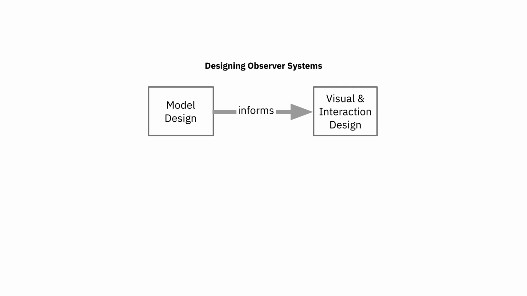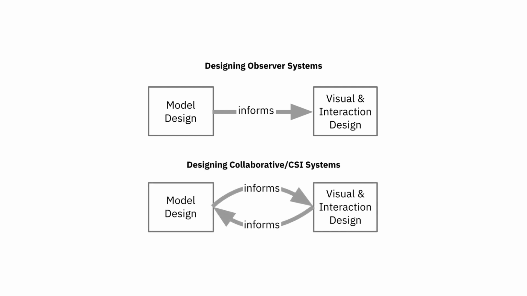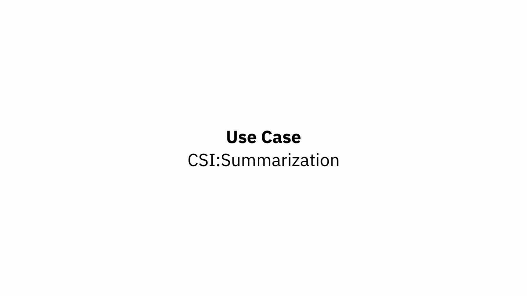CSI has a significant impact on the way visual interfaces and models are designed. In current observation approaches, the model design is seen as a static entity with which interfaces can interact. With CSI, the model design is no longer static. Instead, the design of the semantic interactions within the collaborative user-model process becomes the focus. We demonstrate the application of a CSI design process with a use case for document summarization.